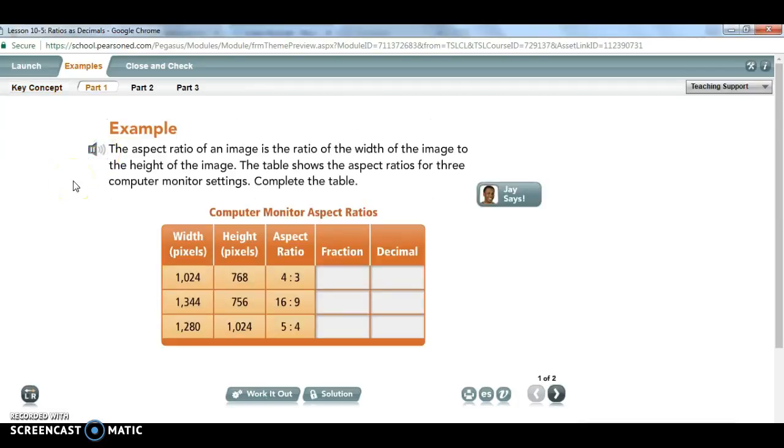The aspect ratio of an image is the ratio of the width of the image to the height of the image. The table shows the aspect ratios for 3 computer monitor settings. Complete the table. So what I see is that the aspect ratio is 4 to 3. It wants us to write this ratio as a fraction.